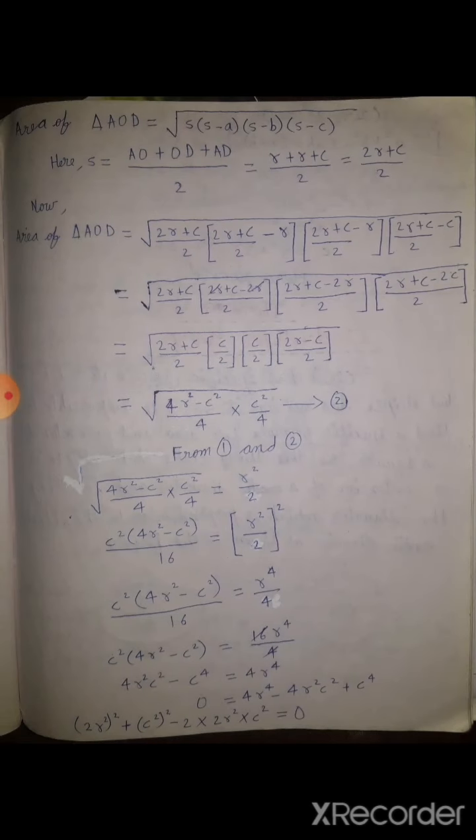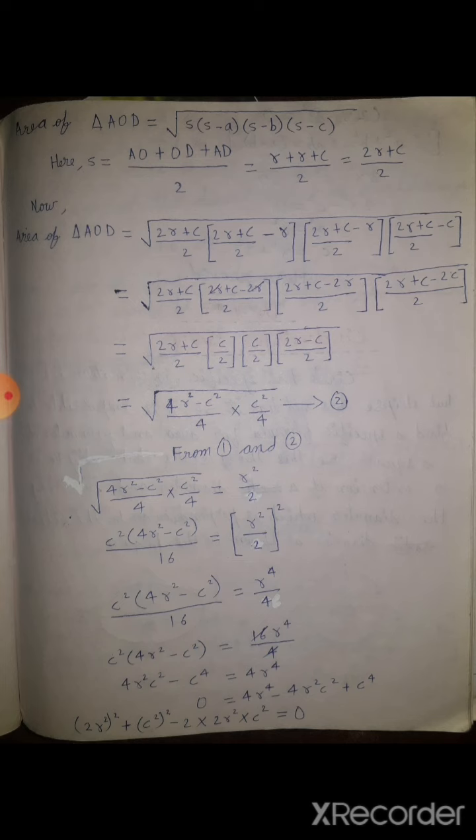Then area of triangle AOD by another formula, that is Heron's formula: square root of S into S minus A into S minus B into S minus C. Here S is AO plus OD plus AD divided by 2, that is R plus R plus C by 2, which gives you 2R plus C by 2.